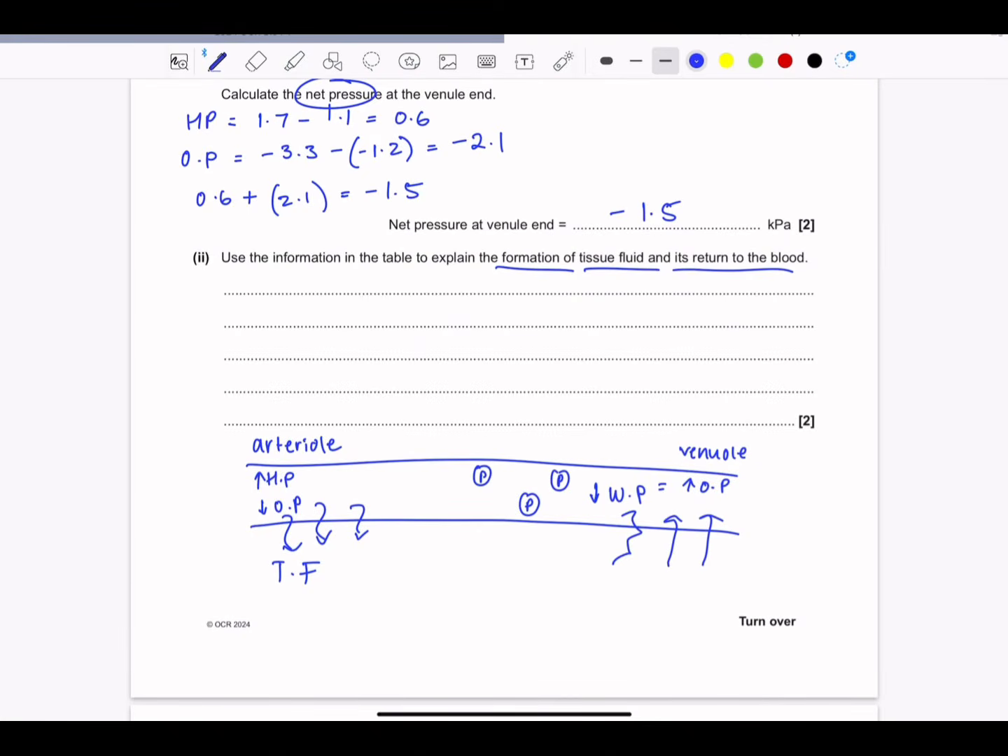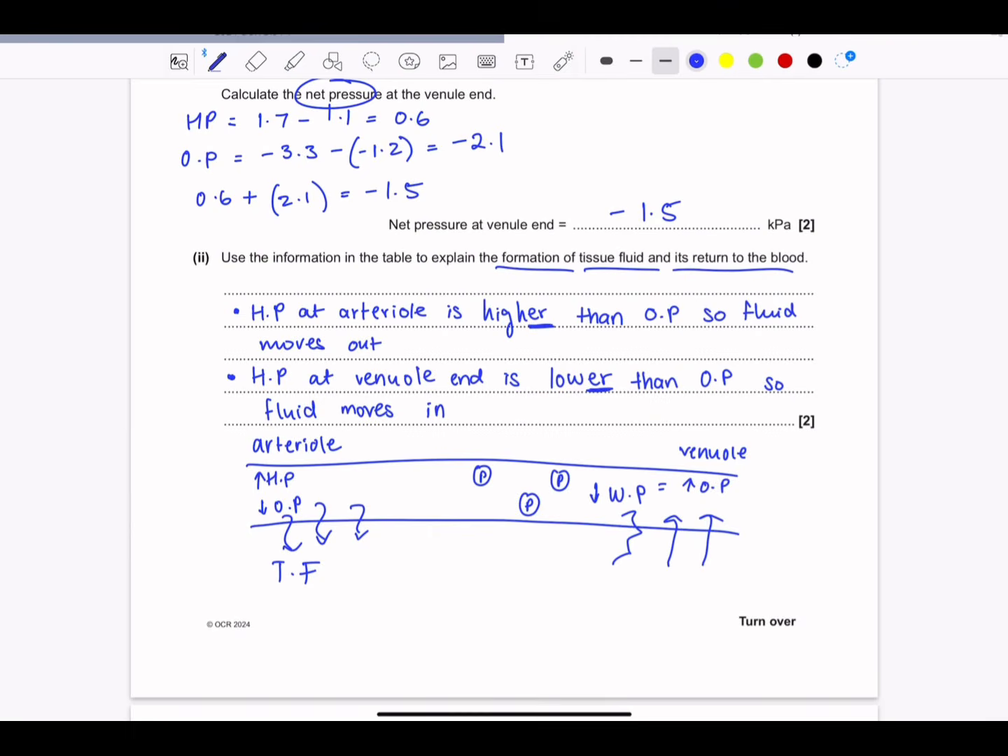at the venule end. And I forgot to mention this earlier, but whenever oncotic pressure is high, hydrostatic pressure is automatically low. Whenever hydrostatic is high, oncotic pressure is low. They just work in opposite ways. So that would be the second mark, the fact that hydrostatic pressure is lower than oncotic pressure, therefore fluid moves back in at the venule end.